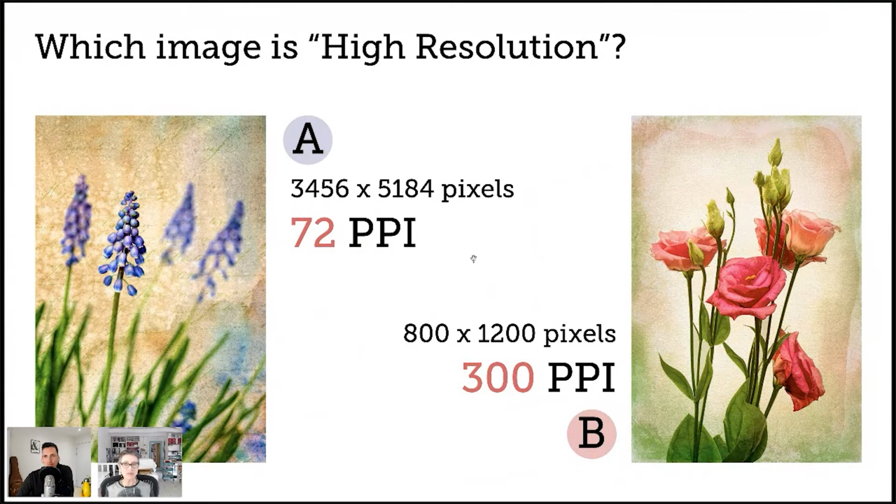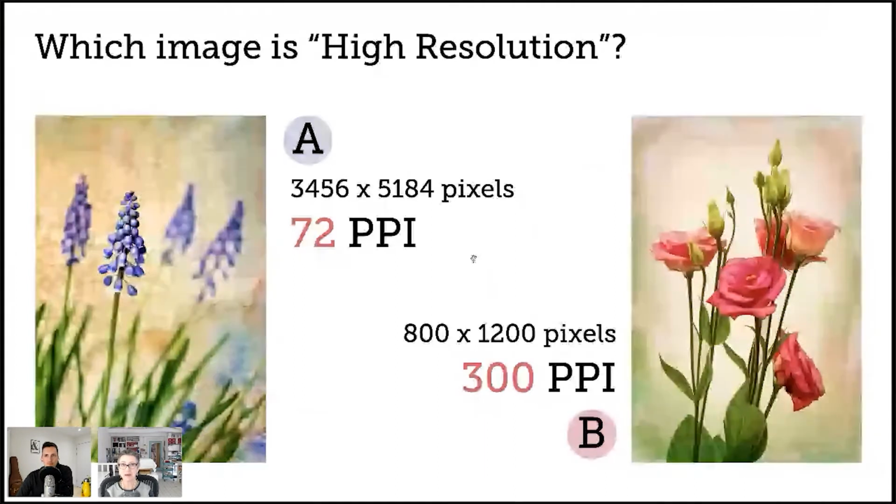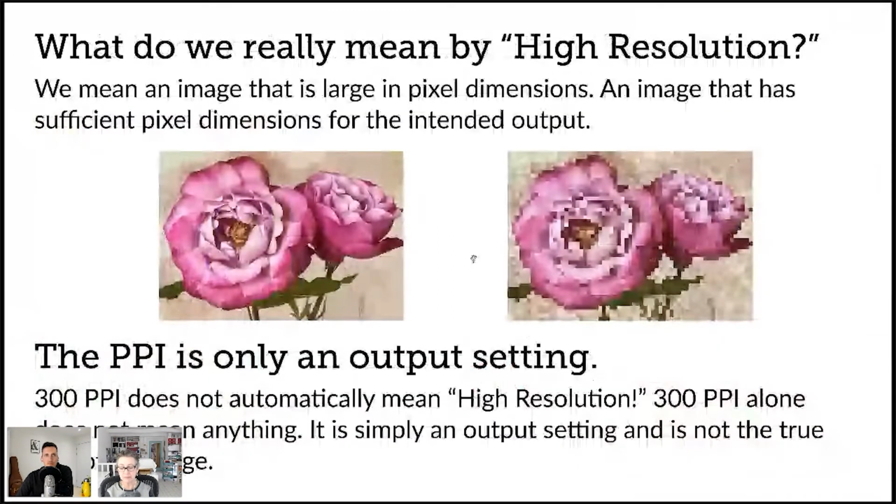This is a little bit of a trick question, because you could answer it both ways. Technically, it's true that the resolution output on image B is 300 PPI, so you could say it's high resolution in a way. But what do we actually mean when we say high resolution? When you say high resolution, what you really mean is you want an image that's high quality and large enough for your needs.